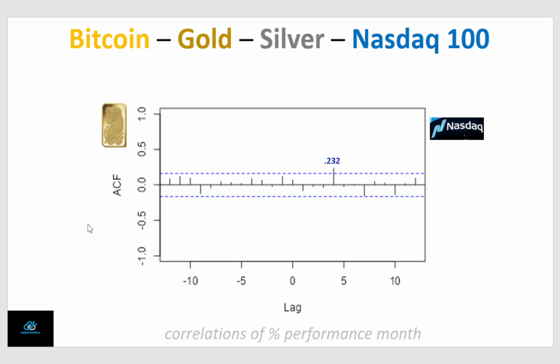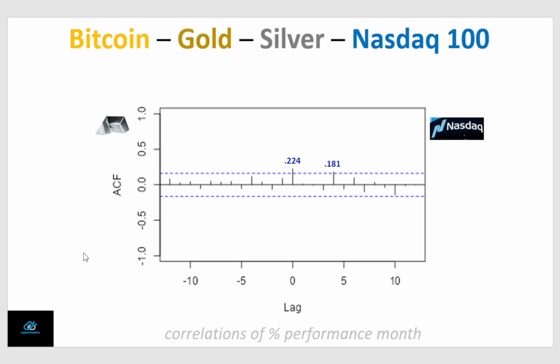What do we find for gold and Nasdaq? Here we see a positive correlation at lag 4. So here we would say that good performance in the Nasdaq at a given point is to some extent predictive of the gold performance 4 months later. But again, the correlation is 0.23. It's not a strong correlation, so it's not that you can say, okay, the Nasdaq 100 this month had this performance, now we can make bold predictions about the gold price 4 months later. Not like that. These correlations are quite weak.